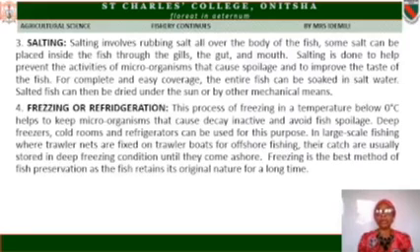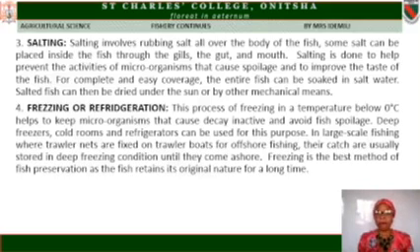The third one is by salting. Salting involves rubbing salt all over the body of the fish. Salt can be placed inside the fish through the gills, the gut, and the mouth. Salting is done to help prevent the activities of the microorganisms that cause spoilage and to improve the taste of the fish. For complete and easy coverage, the entire fish can be soaked in salt water. Salt fish can then be dried under the sun or by other mechanical means.